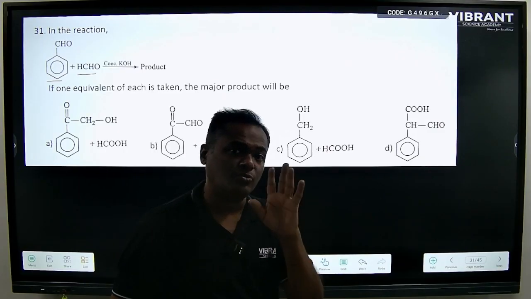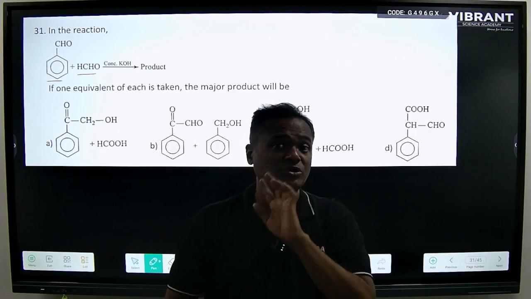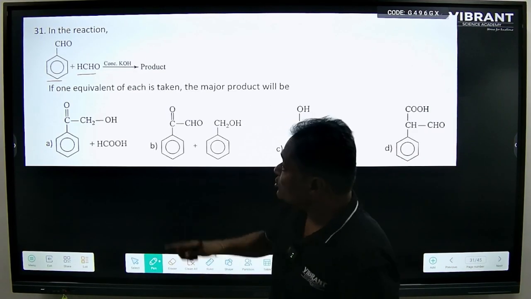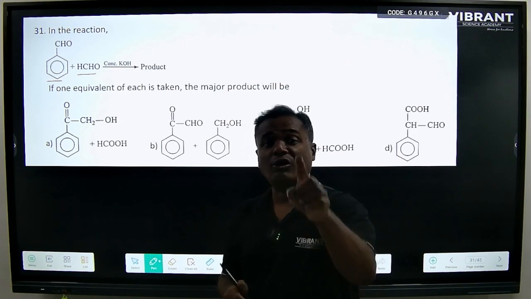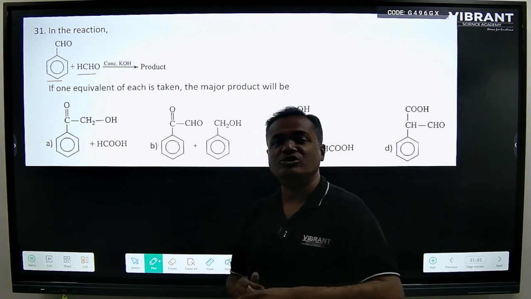Now here there are only two possibilities, one is Cannizzaro reaction and the other one is aldol. But for aldol you require alpha H containing aldehydes, but here both the examples what you have got are non-alpha H containing compounds. That means this reaction has to be Cannizzaro.